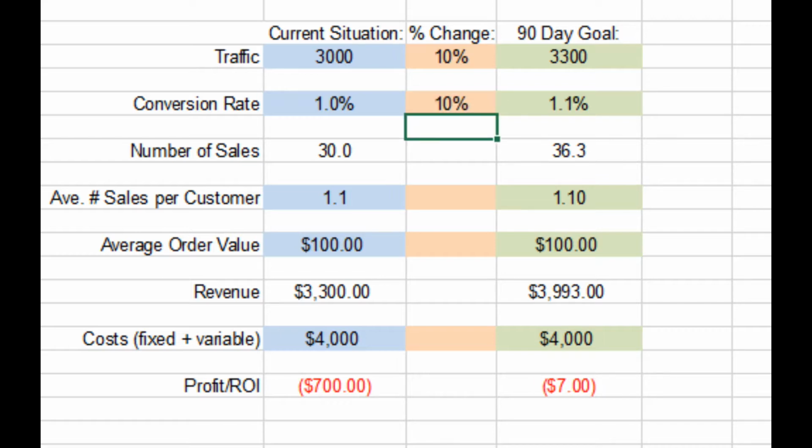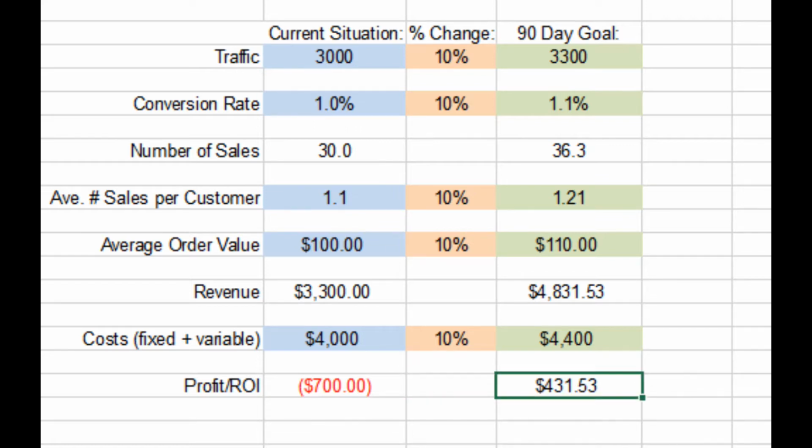and give you a 10% increase in conversion rate. Let's say you're able to get more people to come back and buy a little more frequently during the year, as well as your average order, you increase prices a little bit. And let's just say that your costs go up a little as well. Well, just with 10% across the board with just these 4 KPIs, now you are actually above break even and profitable.